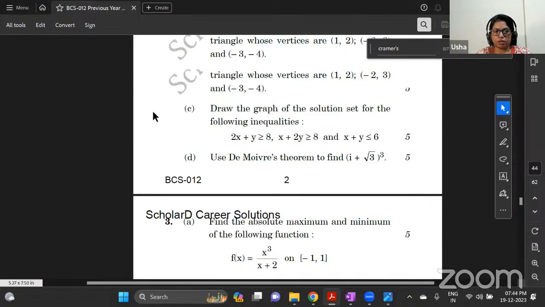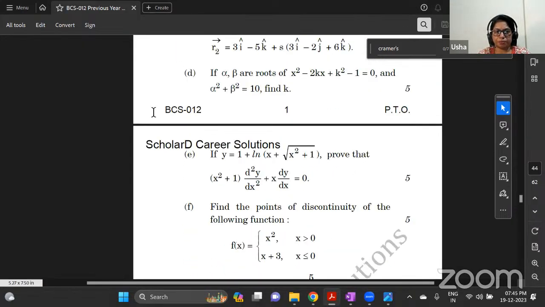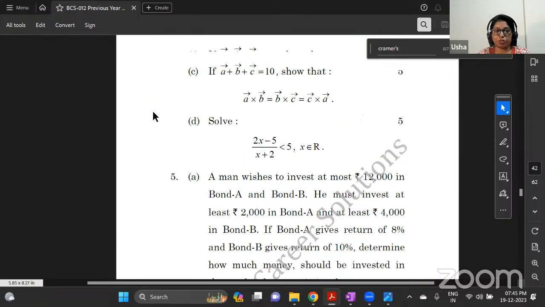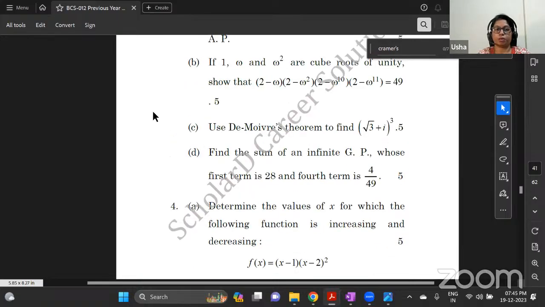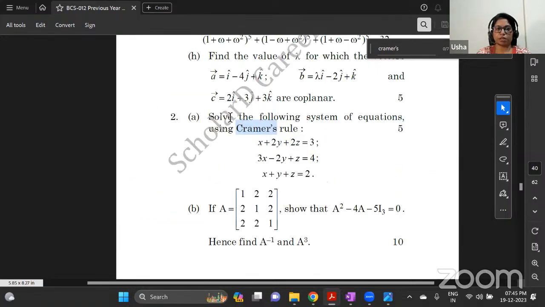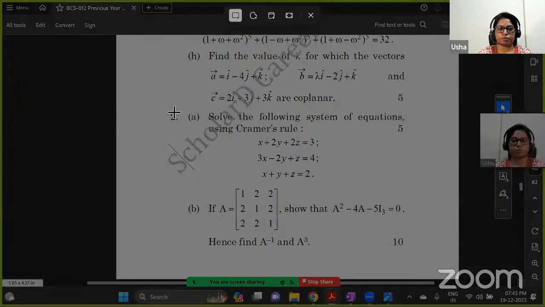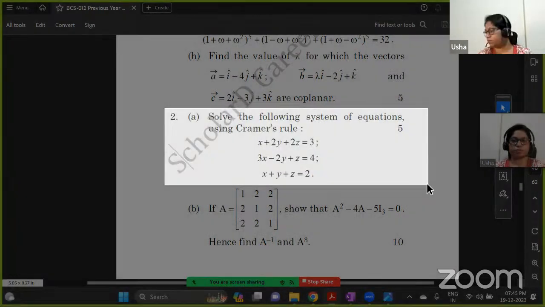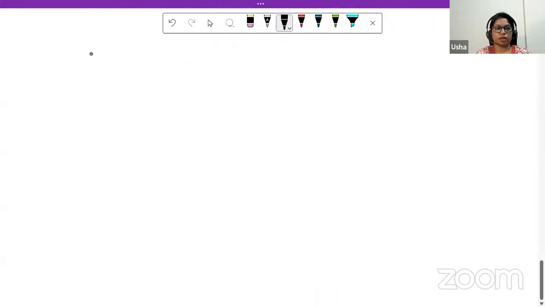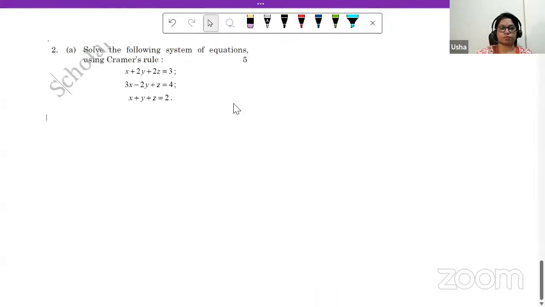Okay, this question is only repeated more. Every year they have asked the same question with the same values. So it becomes easy if you have practiced all the previous year's question papers. It becomes very easy to solve. Okay, so we will do this now. Next is Cramer's rule.